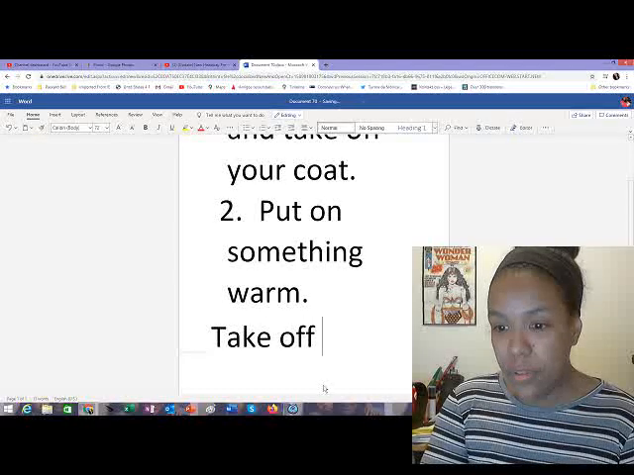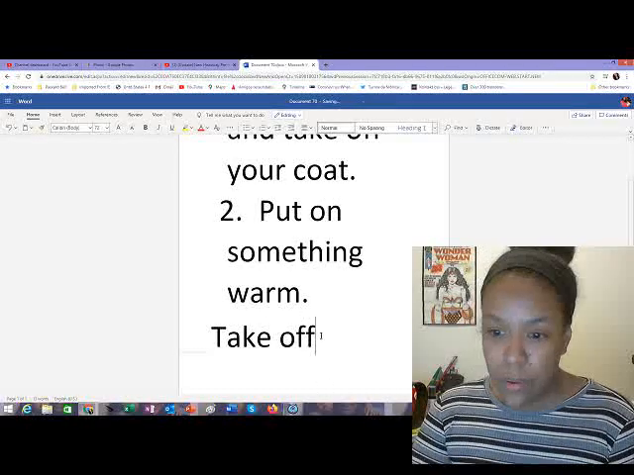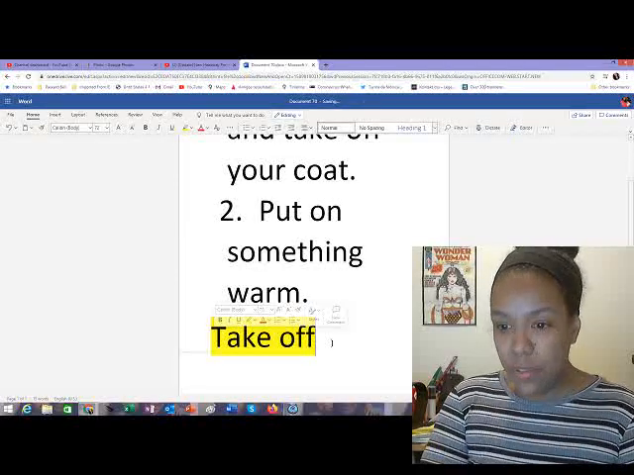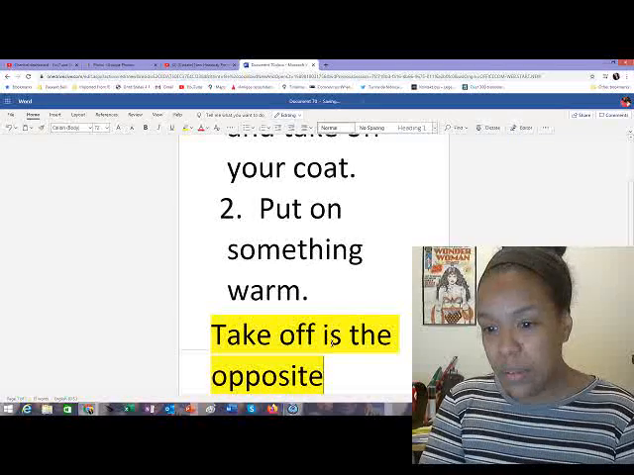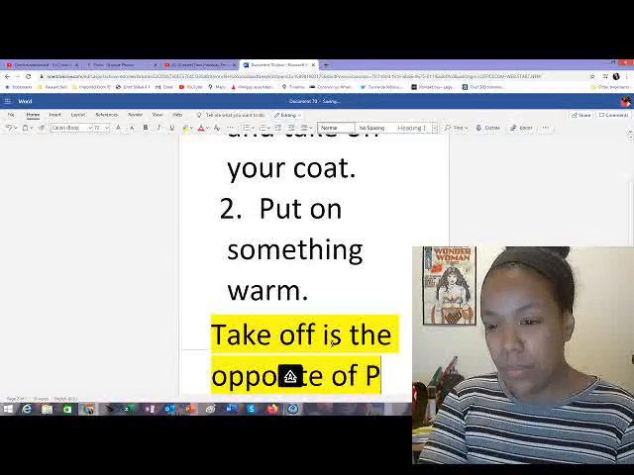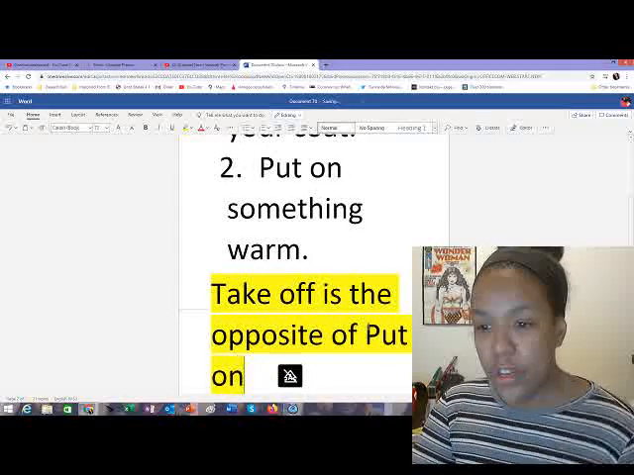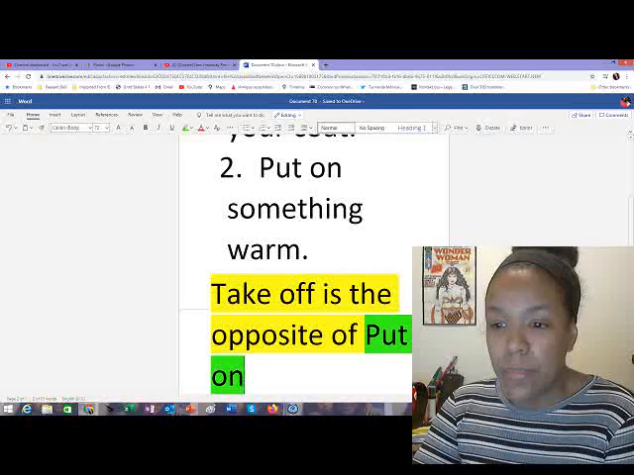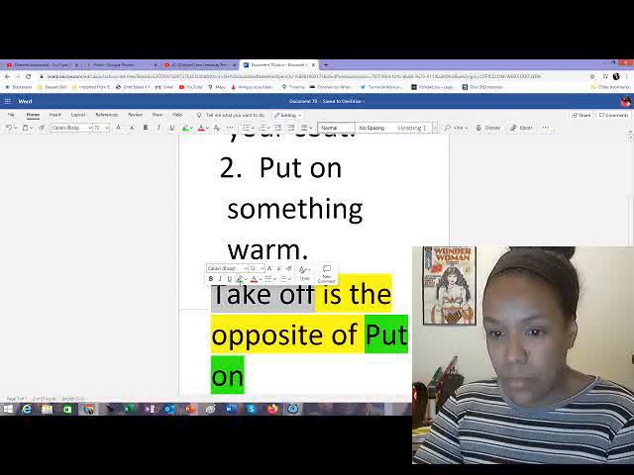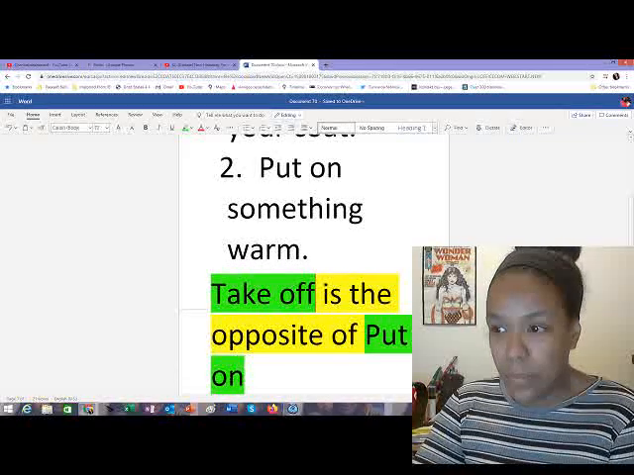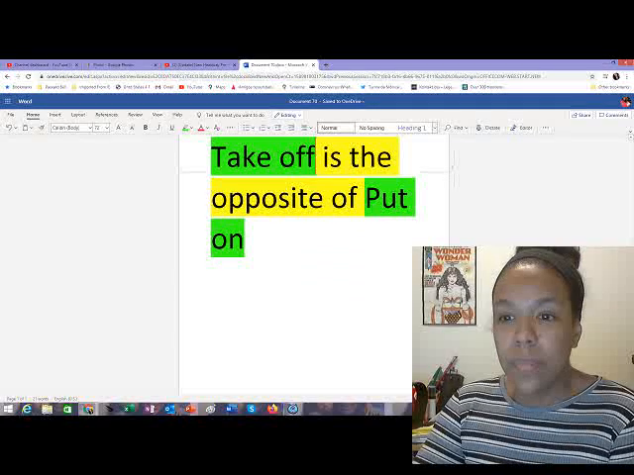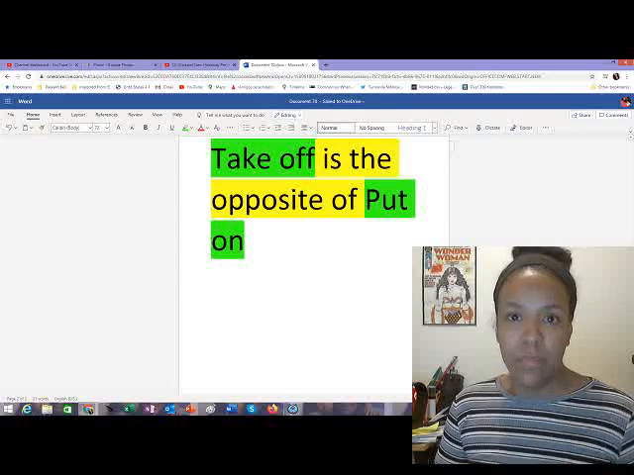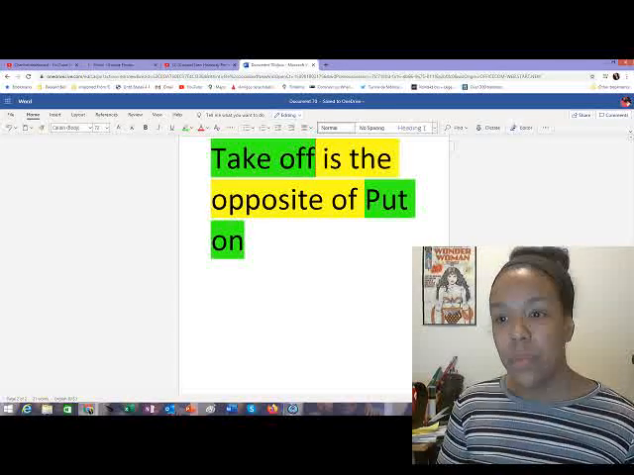Take off. I'm going to write here the meaning. Take off is the opposite of put on. So they're opposites. Good, bad, tall, short, opposites.